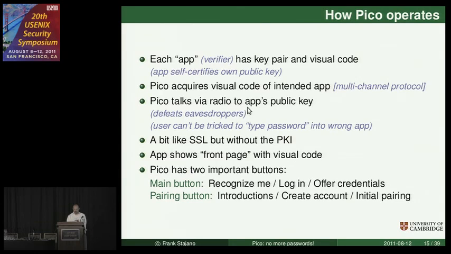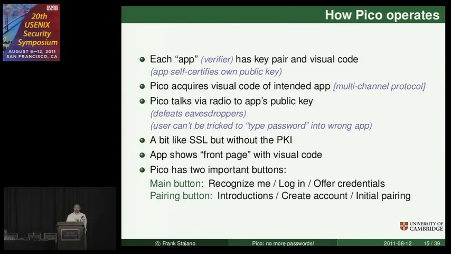This defeats the eavesdroppers, of course, and the user cannot be tricked to type the password into the wrong app. That would be the phishing, because, of course, it has acquired the certificate of the app it wants to interact with, and any other thing could copy that certificate, but then would not be able to decrypt things encrypted for that public key. So this is essentially the same as SSL, except SSL is based on a public key infrastructure, and this one is not, just a self-signed certificate.